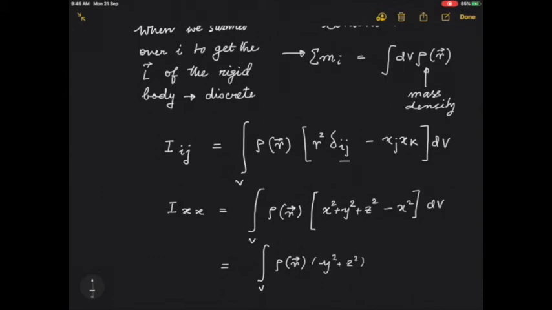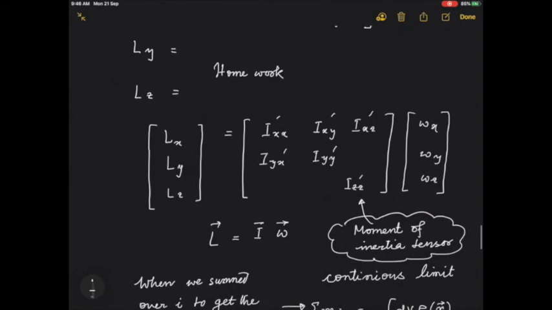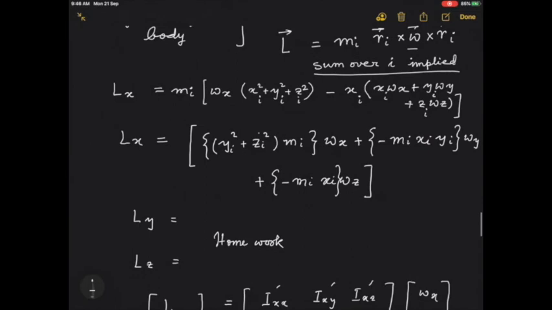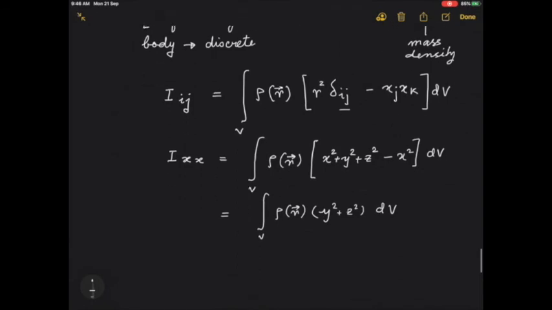So this is ∫ρ(y² + z²) dV. What was Ixx? Ixx was the component of ωx when I write Lx. The component of ωx was (y² + z²) times mass, and that is what you get here. So ρ dV is kind of mass, but remember that when I do the integration, ρ depends on x, y, z, so I have to really do the integration. So there also I have to do the summation. So this is one example, Ixx.